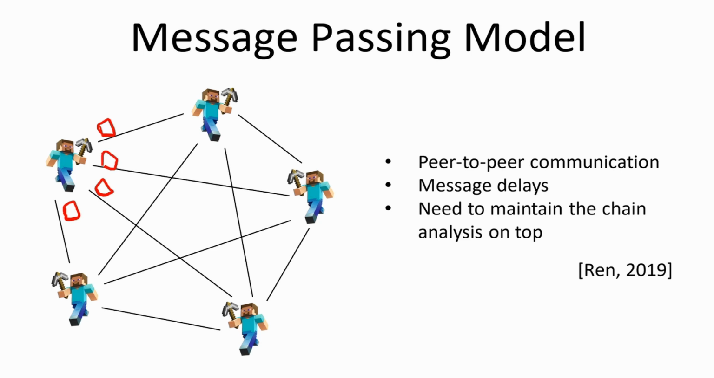So in order to analyze blockchain in this model, one does not only have to consider this network, but also the consistency of the local views so that the chain is consistent in all nodes. This kind of analysis has been performed by Rein in 2019.